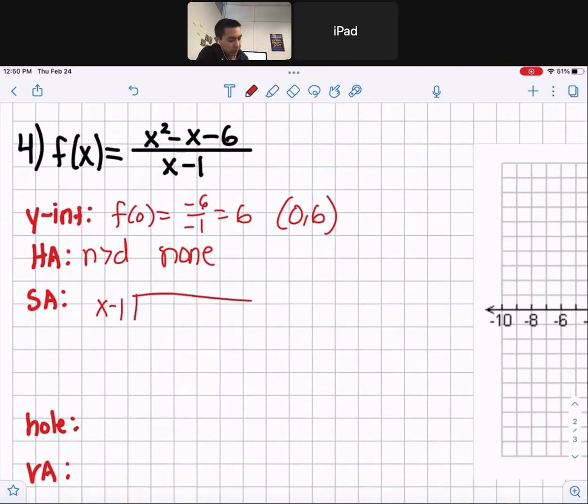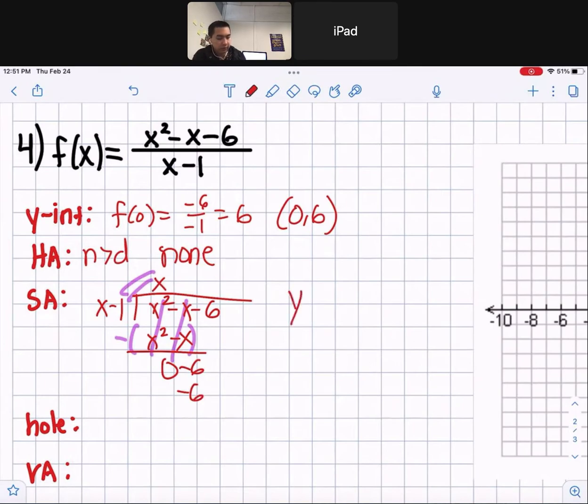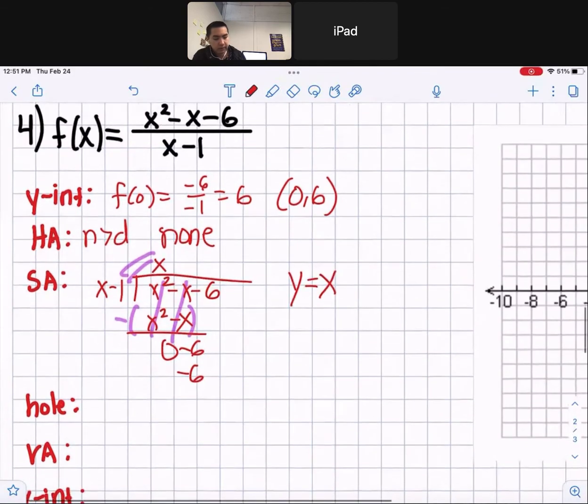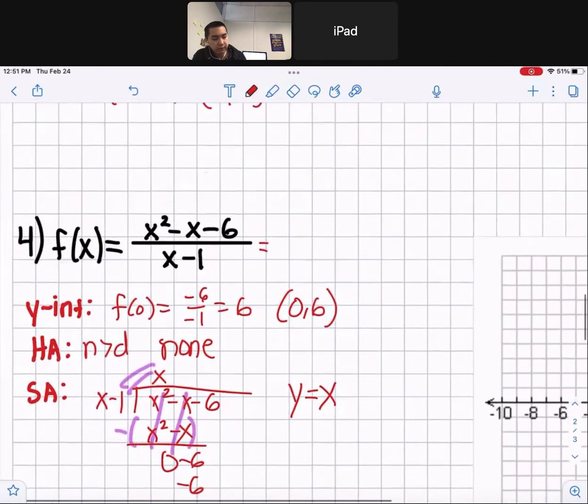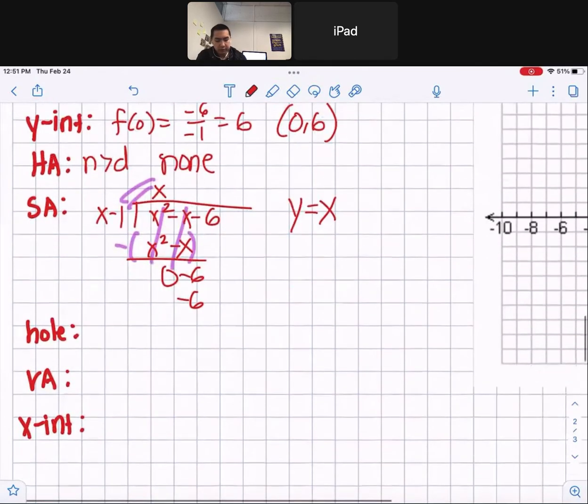So x minus 1 goes into x squared minus x minus 6. X times x will give you guys x squared. And you guys subtract this, and these cancel, and these cancel, which is just negative 6. And x can't go into negative 6, you guys, so our slant asymptote is just y equals x. Okay, let's see if we have holes. So factor this using x method, x minus 3 times x plus 2, all over x minus 1. Nothing cancels, so no holes.